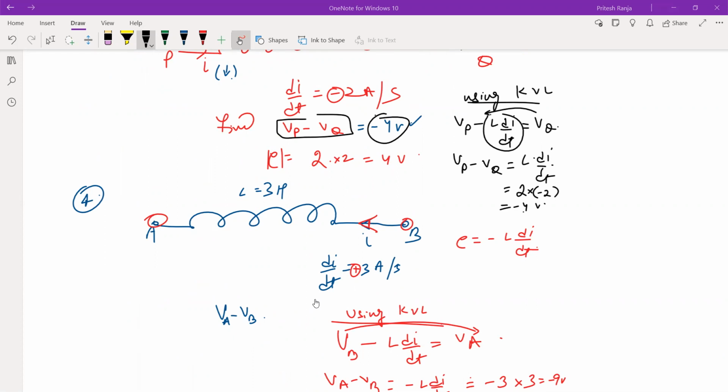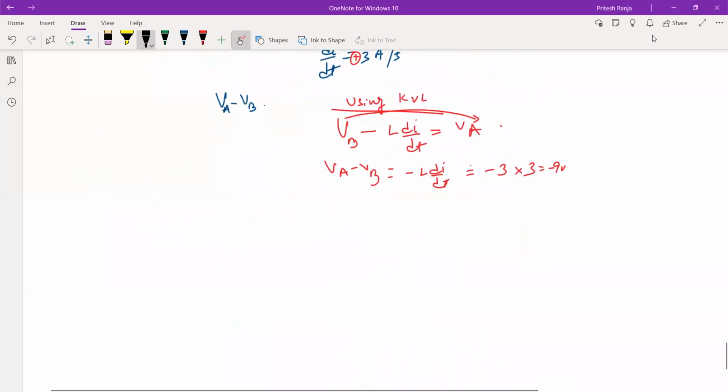So let us observe the three components of the circuit. What were the three components?